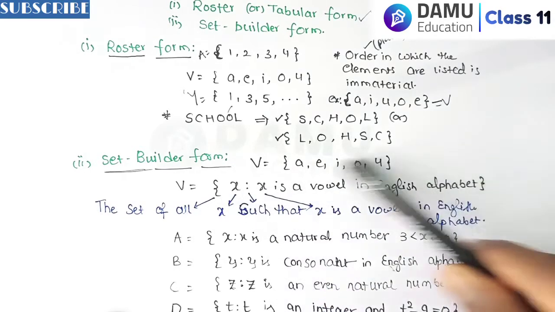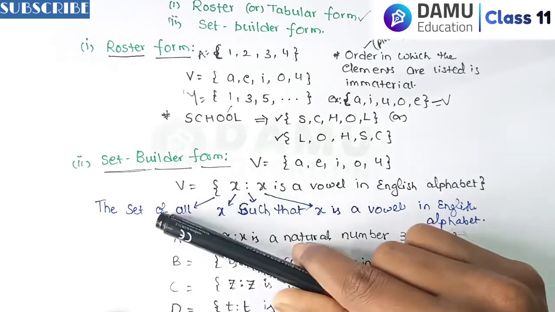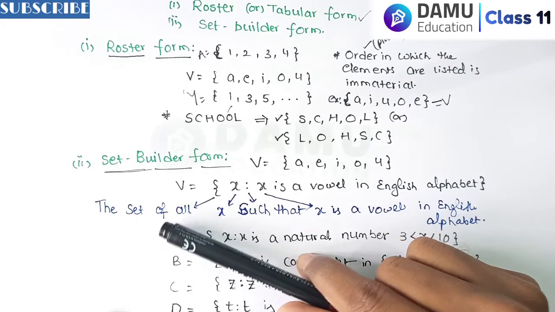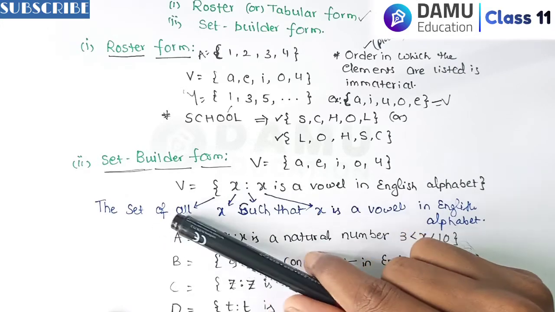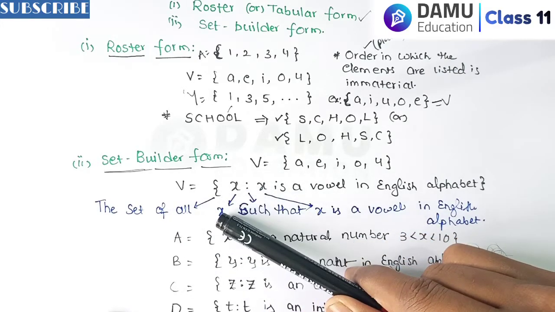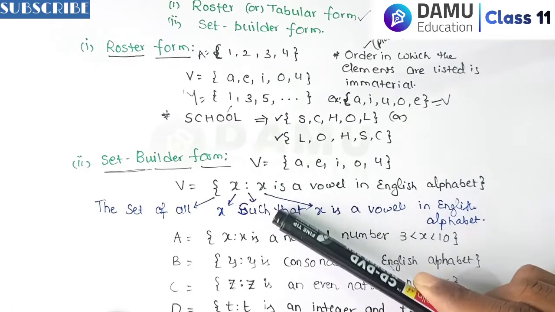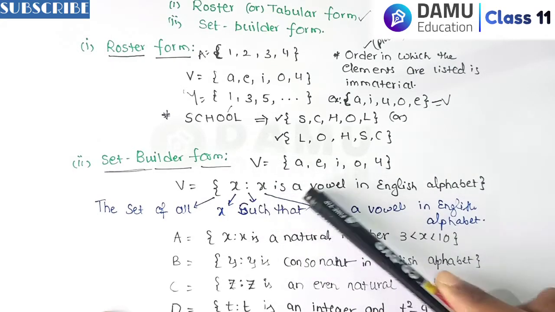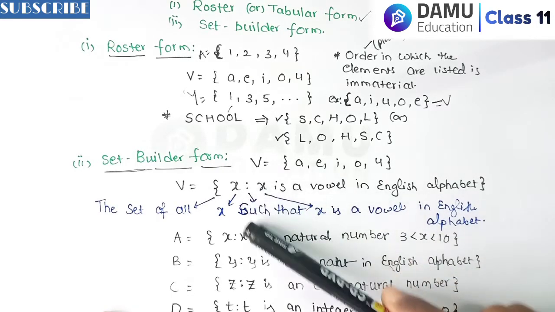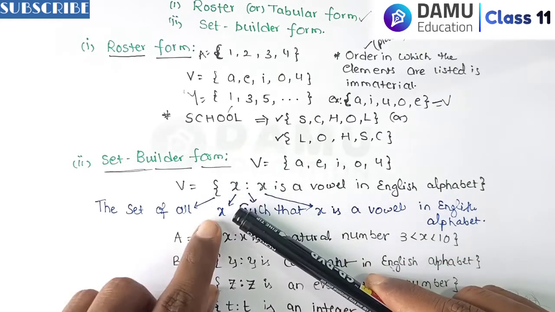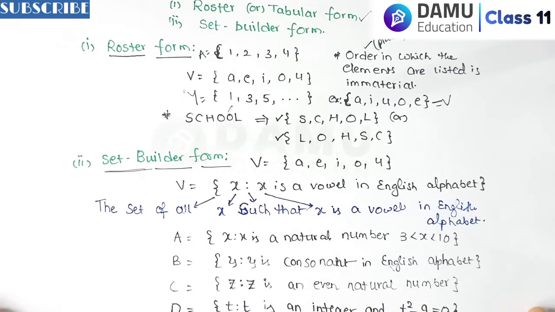So how to read this? This is the set builder form for this. How to read it? The braces mean the set of all x. So braces means the set of all x, and colon means such that. Colon means such that, and then x is a vowel in the English alphabet. So the first open braces is nothing but the set of all x such that x is a vowel in the English alphabet.